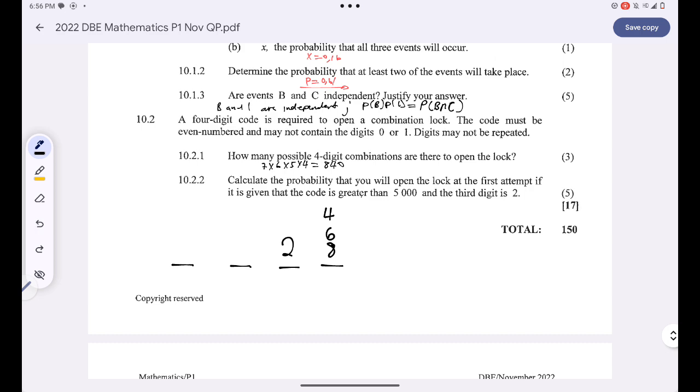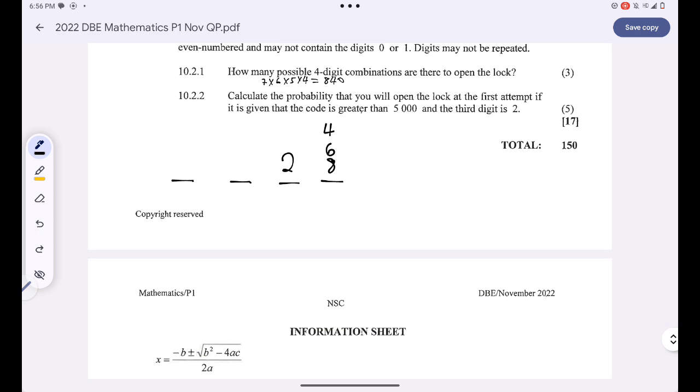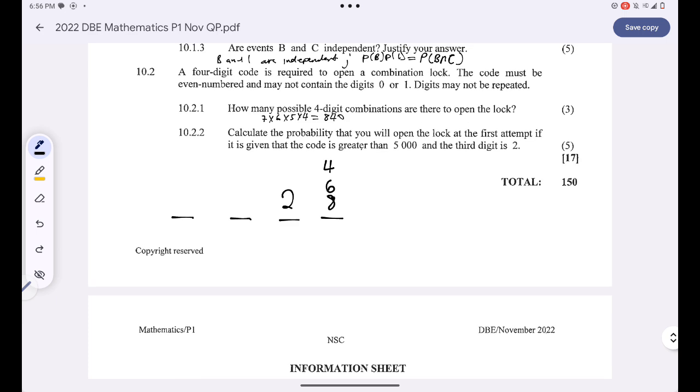Are you together? Okay, so in this case, guys, since my digit code has to be greater than 5,000, it simply means that the number that is here has to be 5 or any number which is more than 5, right? So the numbers that get to be in the first placeholder are 5, 6, 7, 8, and 9. Are you together? And then here I can have any number.